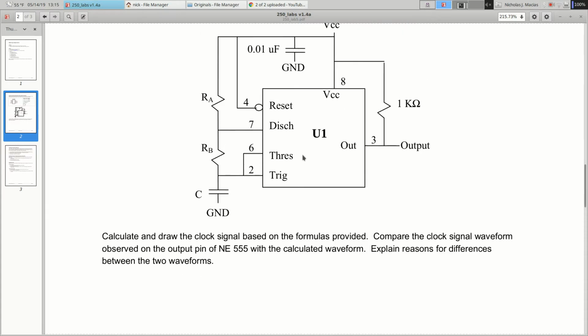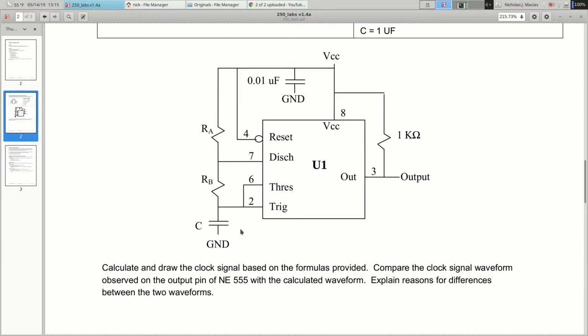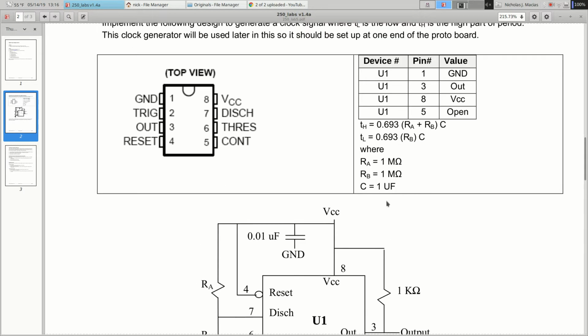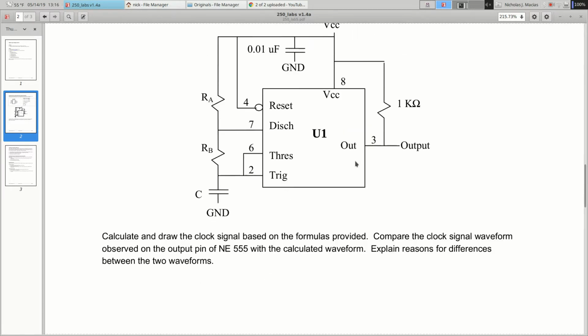All right, so experiment 1. So build this and calculate using these formulas and the values of your resistors and your capacitor. Calculate how long the waveform should be high and low, and sketch a picture of it. Calculate and draw the clock signal based on the formulas provided. So you want to have a picture in your lab of a waveform, right? The output, how long it's low, how long it's high, show a few cycles, how long is each of those pieces, right? And label that, expected output.